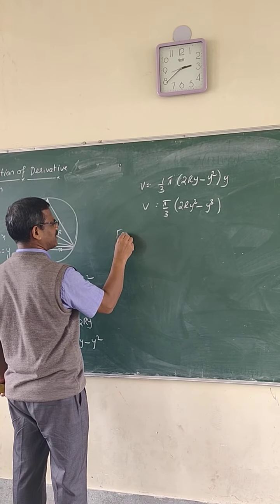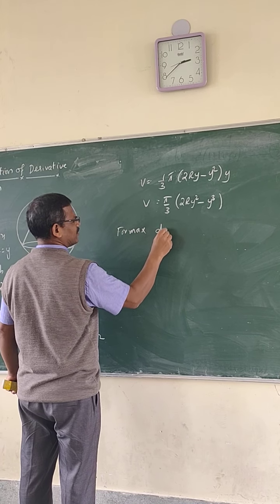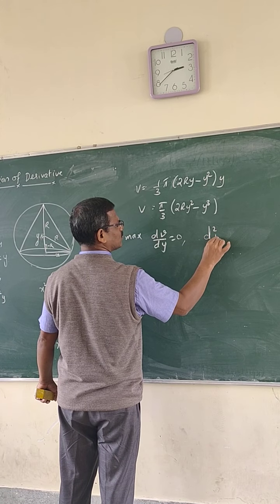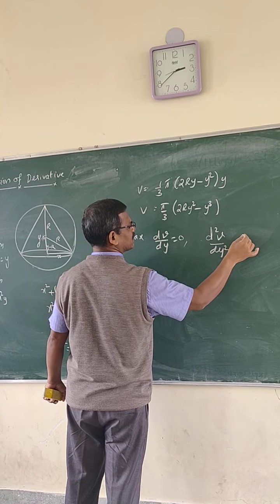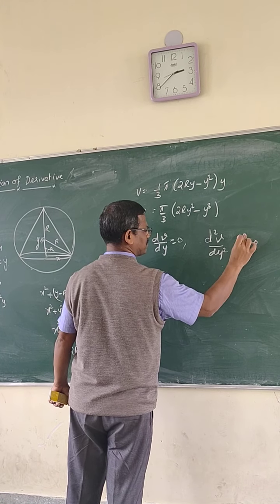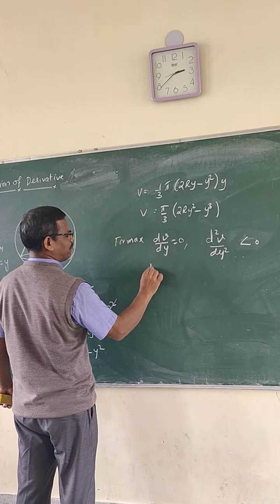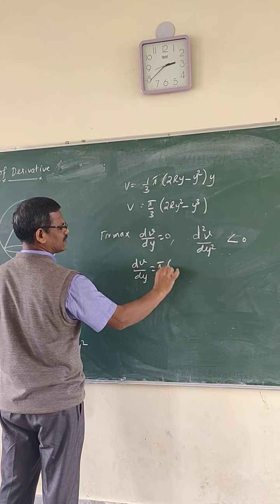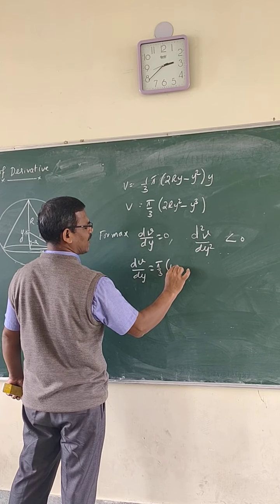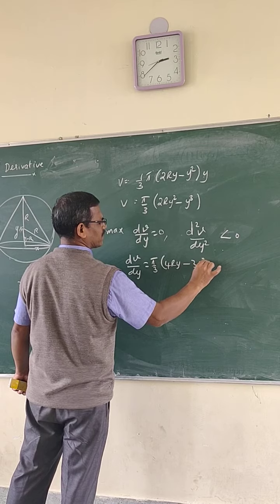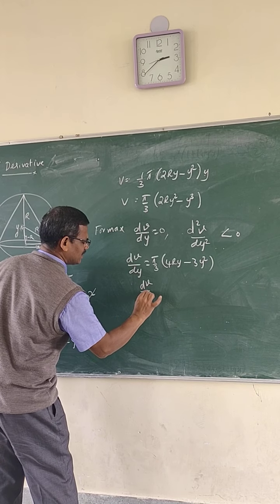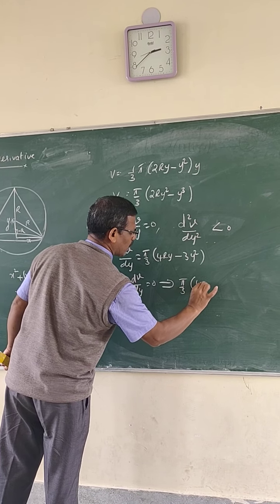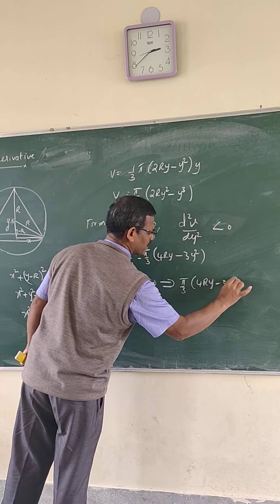For maximum, what is the condition? The condition is the first derivative is 0 and the second derivative, that is d square V by dy square, is less than 0, negative, for a maximum. So let us find dV by dy. Pi by 3 is a constant, and then here it is 4ry minus 3y square. And dV by dy is equal to 0. It gives pi by 3 into 4ry minus 3y square is equal to 0.